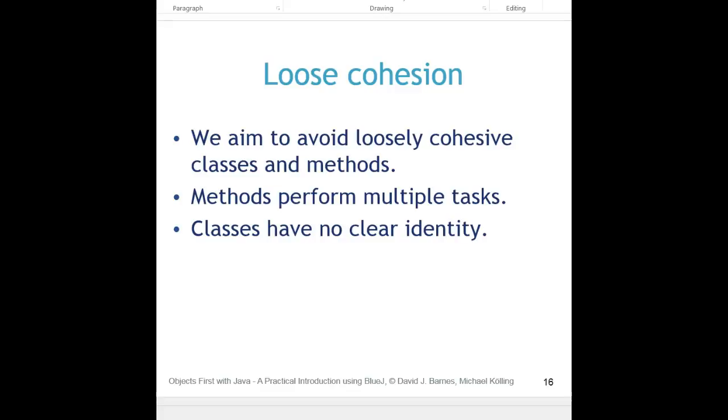On the other hand, we are trying to avoid loose cohesion, because in that case your method could perform multiple tasks, and then it's hard for us to understand that method, and we cannot reuse it. Each class also doesn't have an identity if it does a lot of different things, so you are not sure what the purpose of that class is. So we are trying to avoid loose cohesion.